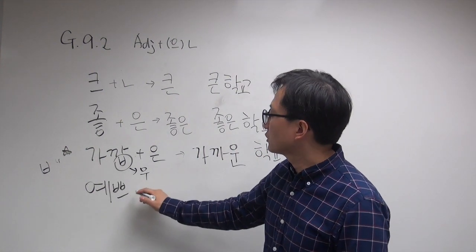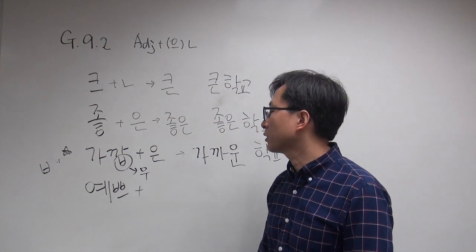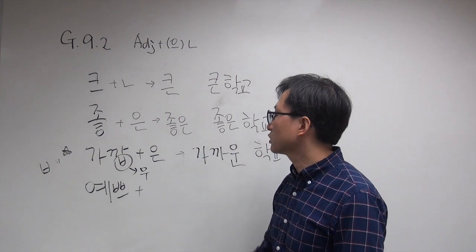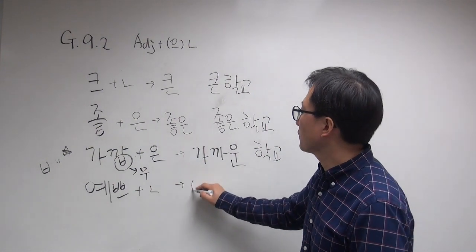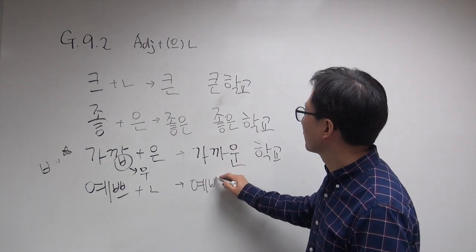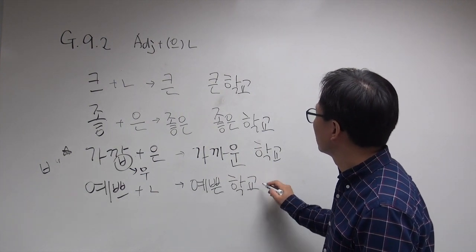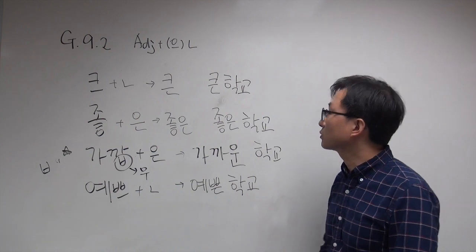This is not irregular. This is just regular. 예쁘다, and there's no consonant here, so you add this. So 예쁜 학교. So pretty school.